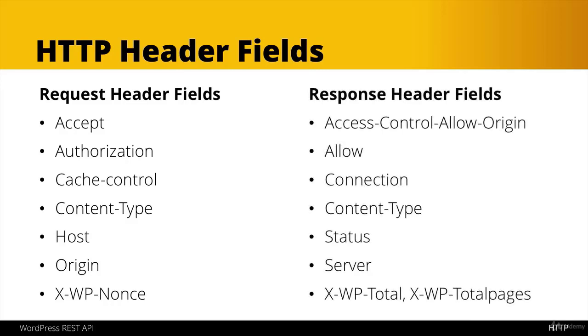And then on the other end, when we get information back from the server, we might see things like Access-Control-Allow-Origin, which determines whether other sites are able to request information via the API, what type of things are allowed, information about the connection, whether it should stay open, the type of content being sent back, if this is JSON, the status code, again, will be included there, and then information about the server and what it's running. And then again, WordPress will add some of its own, like X-WP-Total, the total number of items you're getting back, maybe the total number of pages if you're using pagination, and that sort of thing.